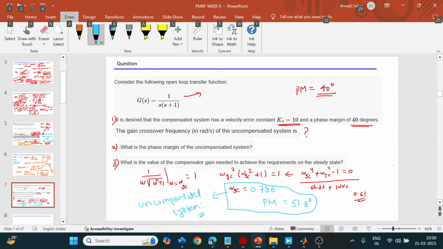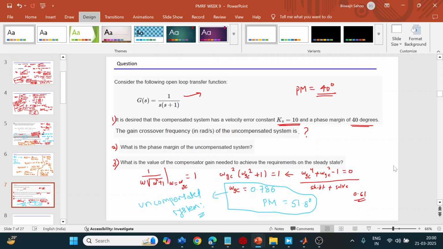Now what the question is telling is that you have to add a compensator, such that the compensated system has a velocity error constant kv equal to 10 and a phase margin of 40 degree. First, you make that velocity error constant equal to 10. First do that. Go to the next slide. Just one second, let me go to the full screen mode.